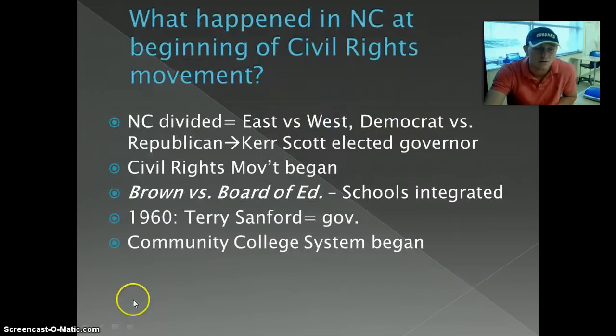Alright, here's your summary slide. What happened in North Carolina at the beginning of the Civil Rights Movement? North Carolina is divided east and west, Democrats and Republicans. The civil rights movement began with Brown versus Board of Education, and the conclusion was that schools would now be integrated. In 1960, Terry Sanford was governor, and the community college system has now begun. Alright, this is your notes for section 1, reform and reaction.